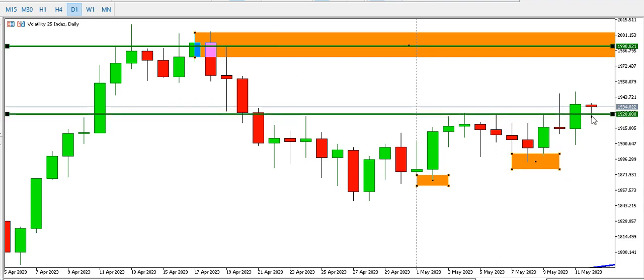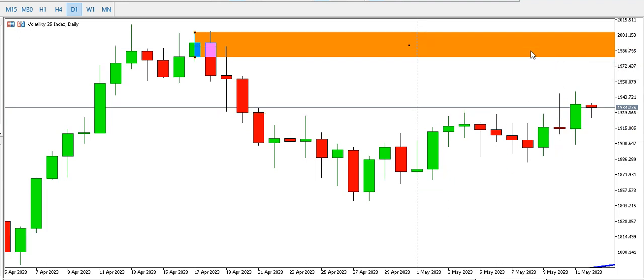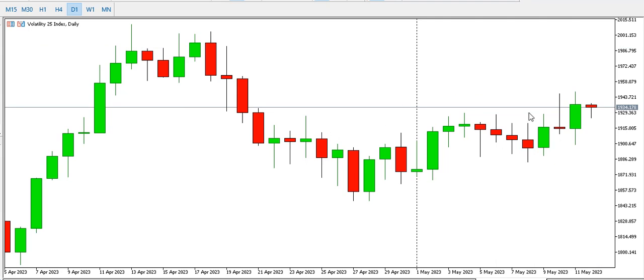So it keeps breaking structure to the upside. This structure here was just broken yesterday on this daily time frame. Structure got broken yesterday, so it keeps breaking structure, and it's targeting the 1990 area. So if you're going to place a trade, just place a buy. Place a buy on the daily time frame.